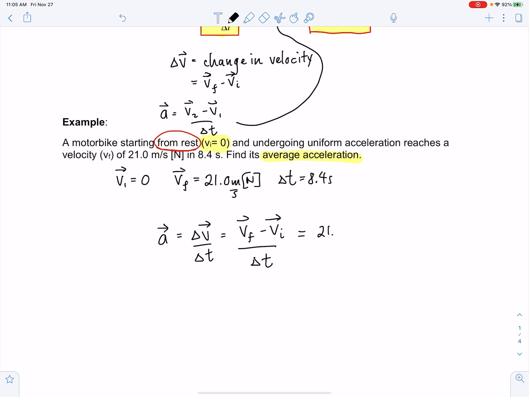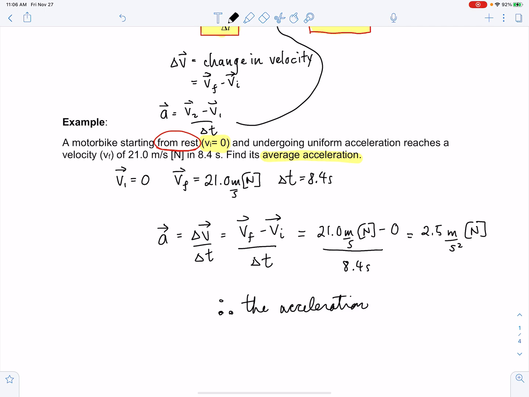So we have 21.0 meters per second north minus 0 divided by an elapsed time of 8.4 seconds. Let's punch this into our calculators. If you do, you should get an acceleration of 2.5 meters per second squared north. Therefore, the acceleration is 2.5 meters per second squared north.